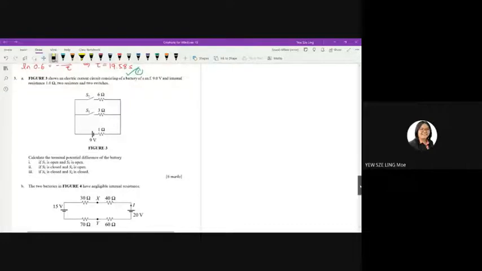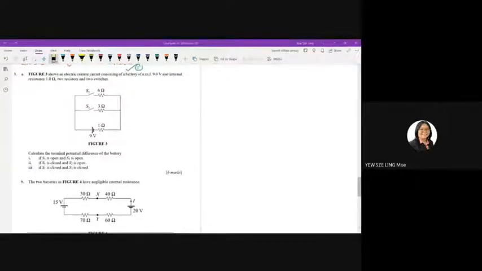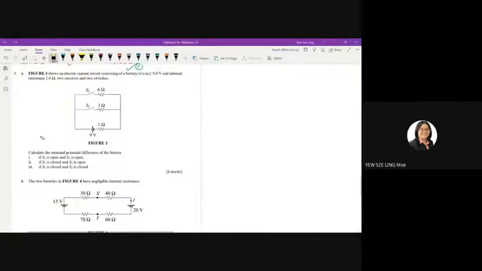All right, now question number 3. Figure 3 shows an electric circuit consisting of a battery of EMF 9 volt. Okay, so you are given EMF 9 volt and internal resistance 1 ohm. So this question gives you this 1 ohm, which is actually your internal resistance. And then 2 resistors and 2 switches.